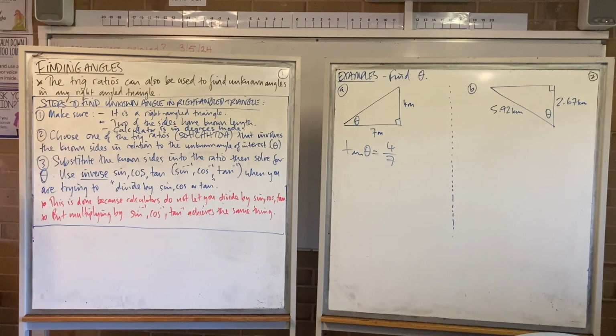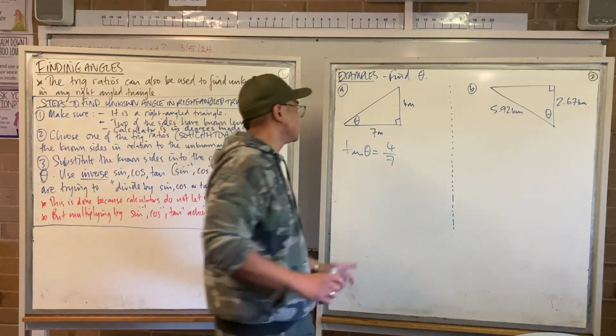But the next part is that you need to make sure your calculator is in degrees mode. Can anyone remember what you pressed to check that the calculator is in degrees mode? So 4510. If it's 1, you're in degrees mode. If it says anything else, change it to degrees mode. Step 2, choose one of the trig ratios, SOHCAHTOA, that involves the known sides in relation to the unknown angle of interest.